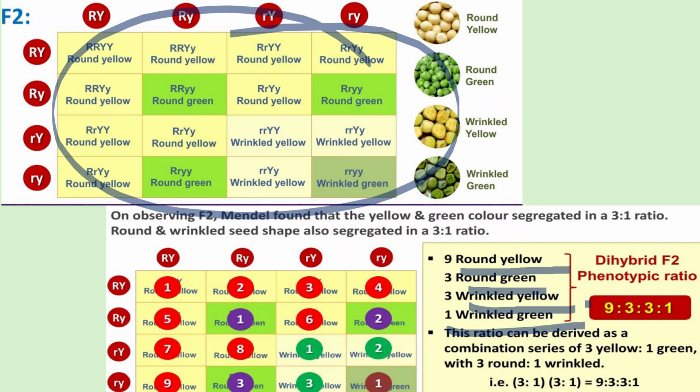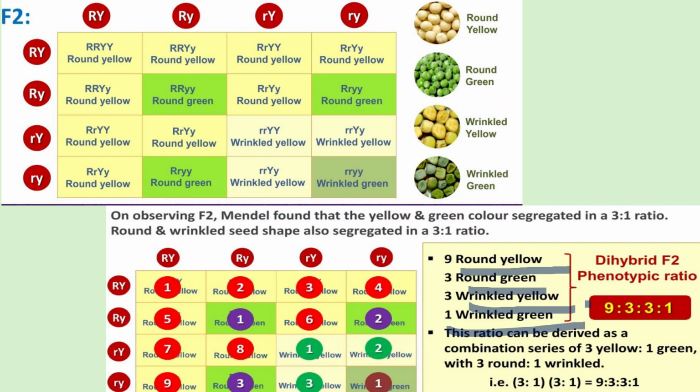So this ratio always has to be the same ratio. So we call it the dihybrid F2 phenotypic ratio, which will be 9:3:3:1.